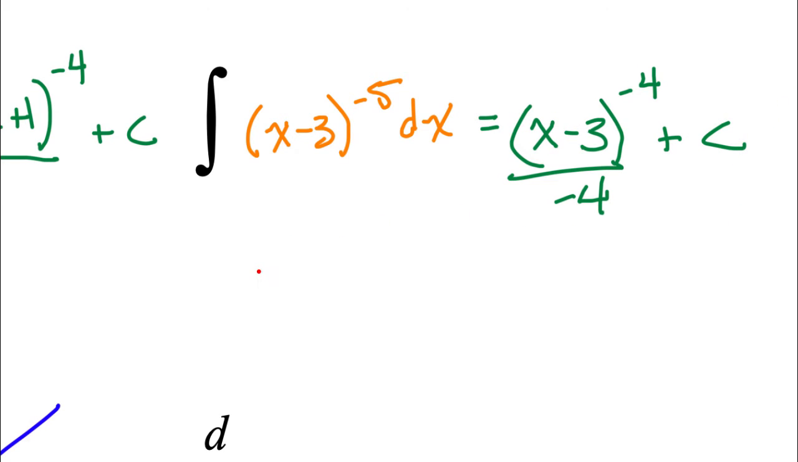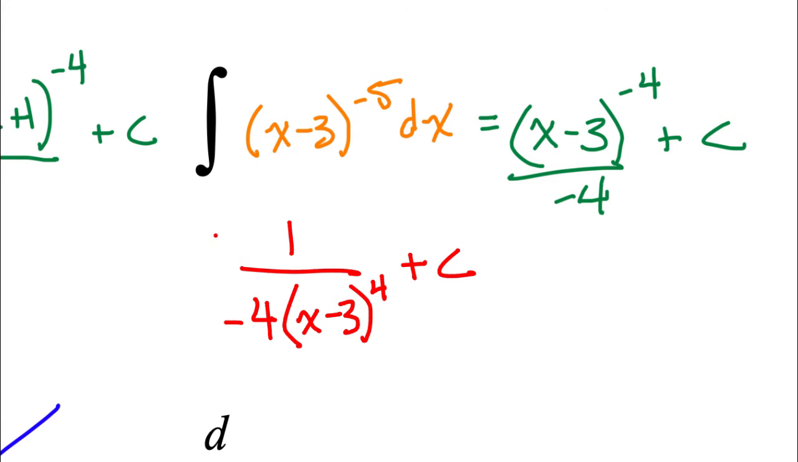We will come down here, and we can't really simplify it too much, just bringing this x minus 3 to the denominator and making this a positive 4 power. This is 1 over negative 4 times the quantity of x minus 3, that quantity to the power of 4, plus C. Final answer. Box it. Let's check our work.